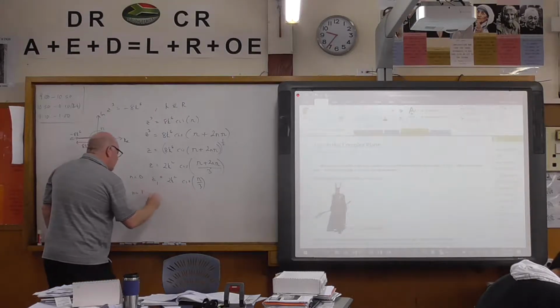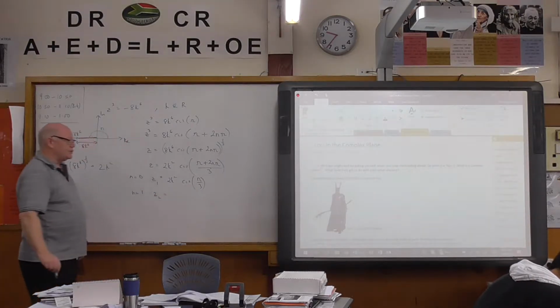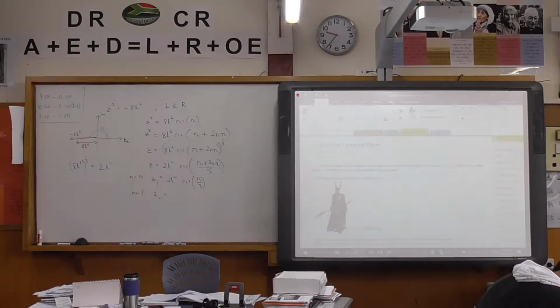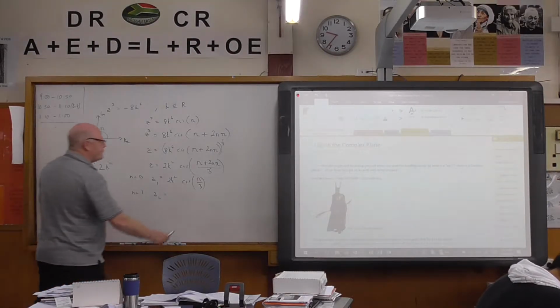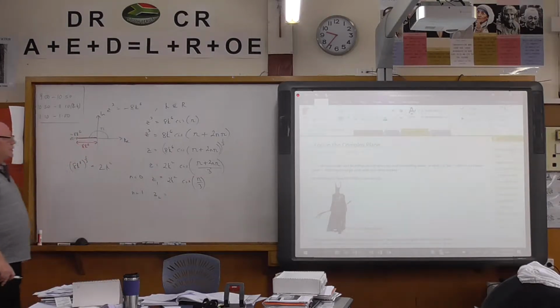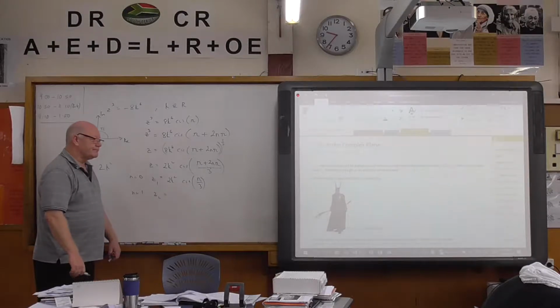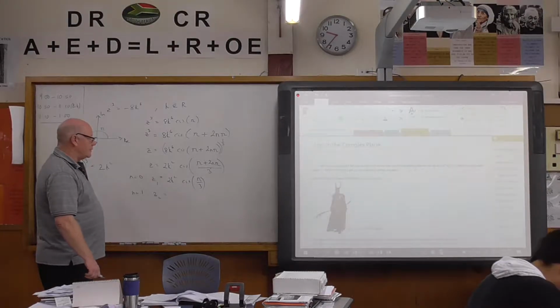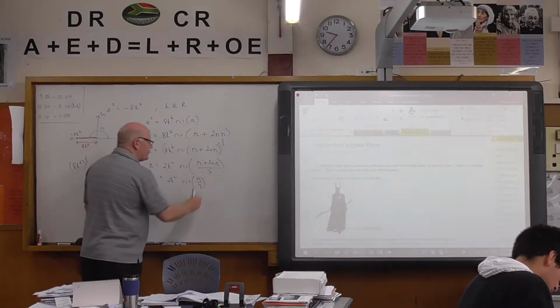Let's make n equal to 1. So, z squared. Jason, what would you get if you made n equal to 1? You make n 1 there. What would you get on top? 3 pi. 3 pi divided by 3.